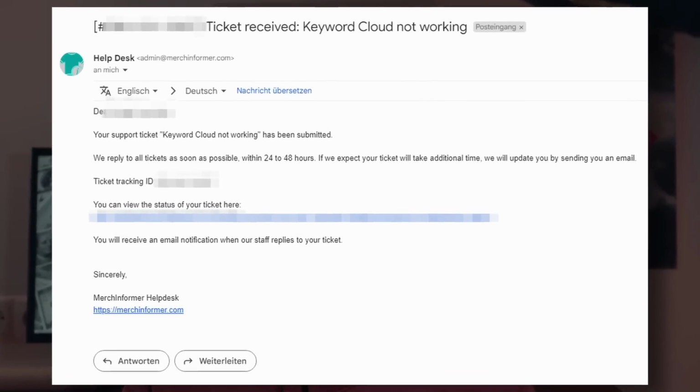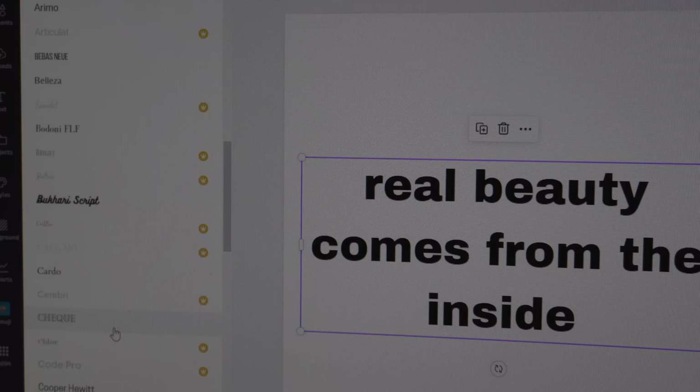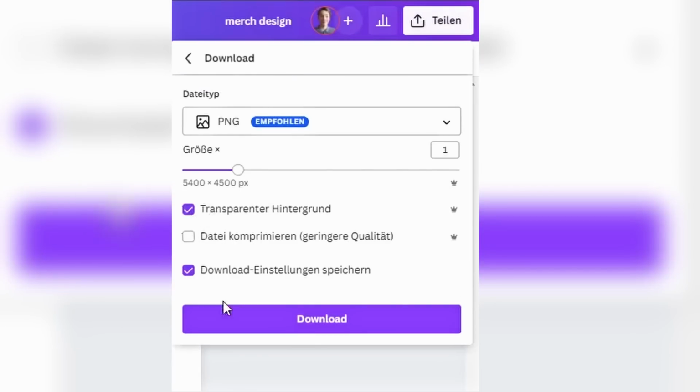The second issue with Merch Informer was that the Keyword Cloud suddenly stopped working. I contacted the support, but it didn't help me. So I used the second method to find good design ideas. In one of Greg Gottfried's videos, he used an app called WordSwag, which basically generates funny phrases for t-shirt designs. I downloaded the app and generated a few phrases. Then I went over to Canva, chose a good looking font and exported the images with a transparent background.